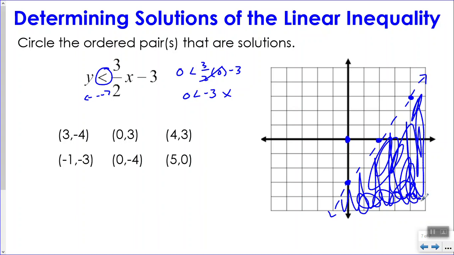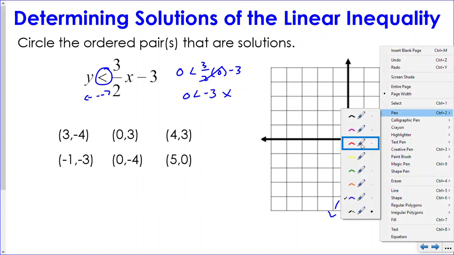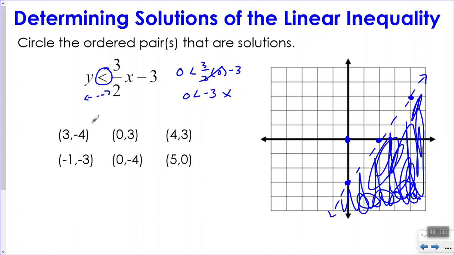And now all we have to do is take a look at each of the given points and see if they sit in that shaded region in our solution set. So we have (3, -4). That one is pretty clearly inside our solution set. (0, 3) is far outside. (4, 3) sits on my boundary line. Now that's a dotted line, which means that these points are not included in my solution set. So (4, 3) is no good. We have (-1, -3), which is close, but still not inside. (0, -4) is inside my shaded set. And (5, 0) is also inside my solution set.